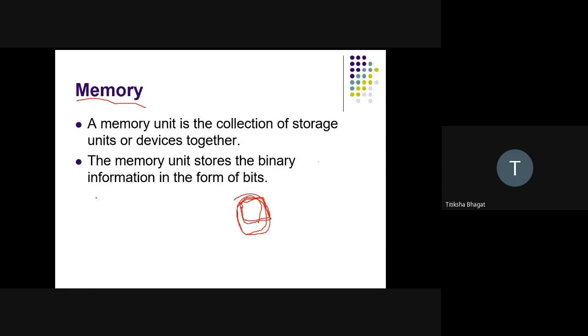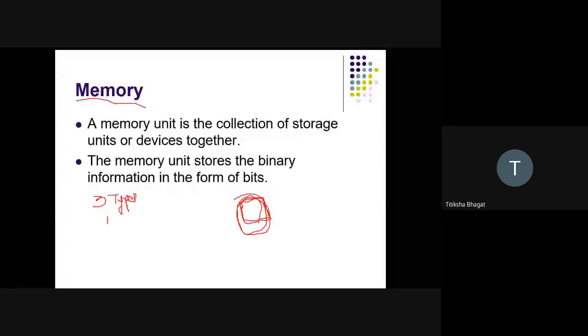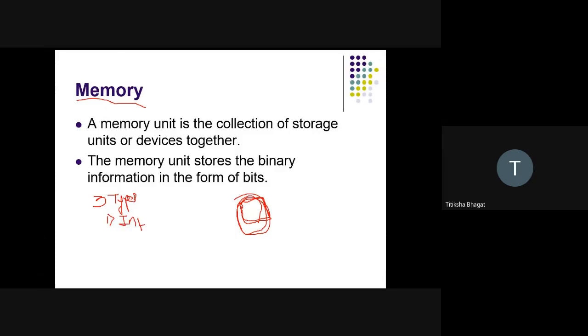Describe about memory. Basically there are three types of memory. Number one type is internal processor memory, you can note it down.